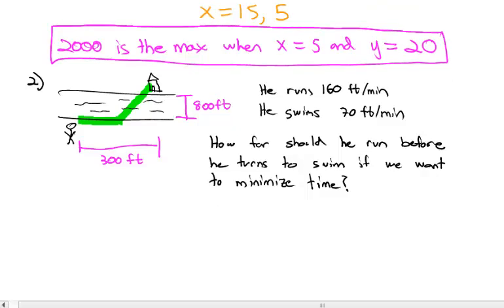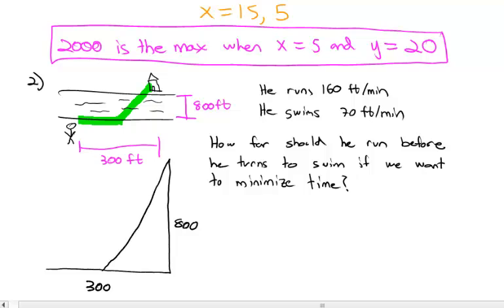Well, I'm going to draw this diagram a bit bigger so that we can see an entire triangle here. Maybe even a little bit more to scale. Actually, I'm going to delete that one. And so we've got 300 feet along shore, 800 feet vertically. He's going to go part way across and then go up.